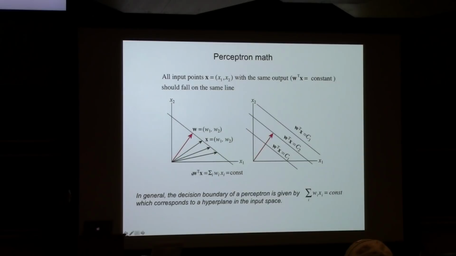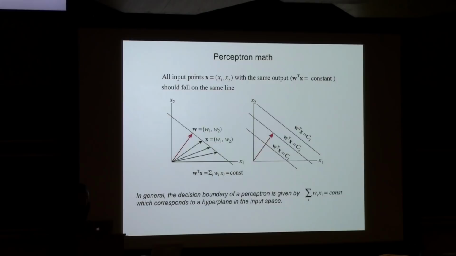This is a dot product of your weight vector and your input vector, all right? Suppose you have a weight vector like this red arrow, and then you have different input vectors. As long as this dot product is a constant, all these inputs fall on the same line, because of the dot product. So basically, in your input space, all the lines with the same output run in parallel.